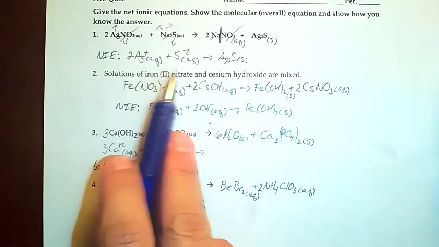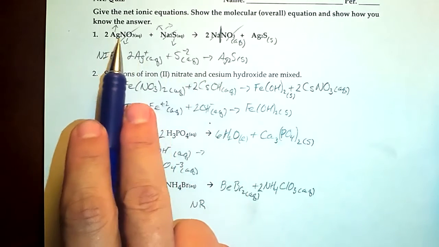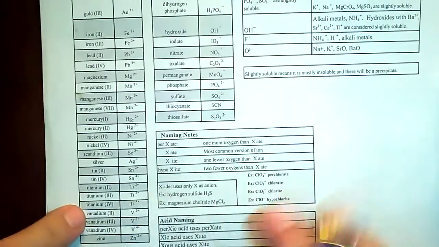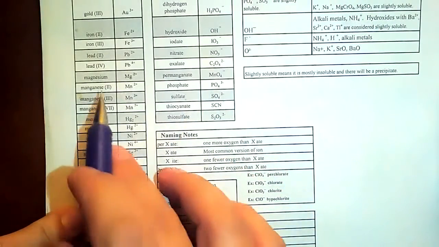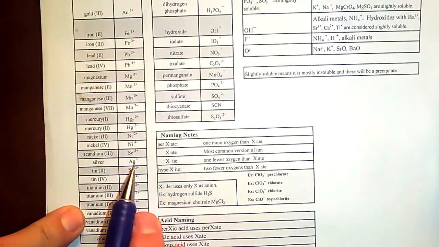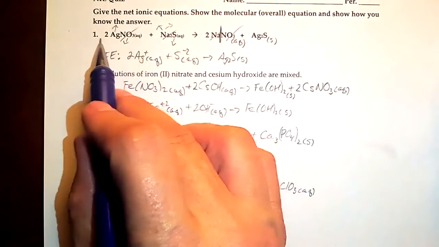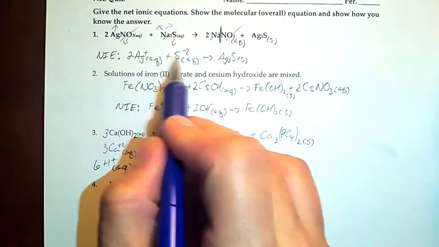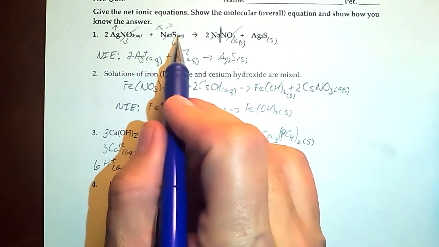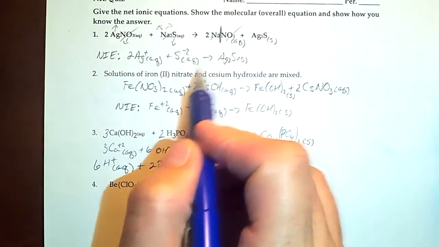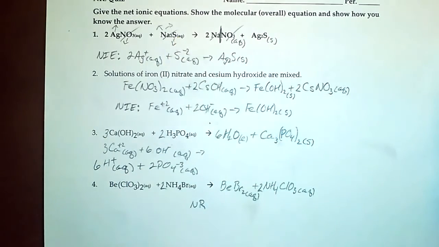So what happened that counts is there were two silver pluses, and you know they're plus because you looked at your ion chart here. Silver is +1. There were two of them, and they were aqueous, and they met up with an S minus 2 because you looked at your periodic table and S is minus 2, and it was aqueous, and they made this solid, and that's your net ionic equation.